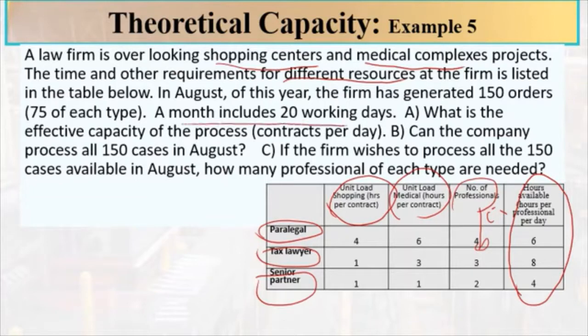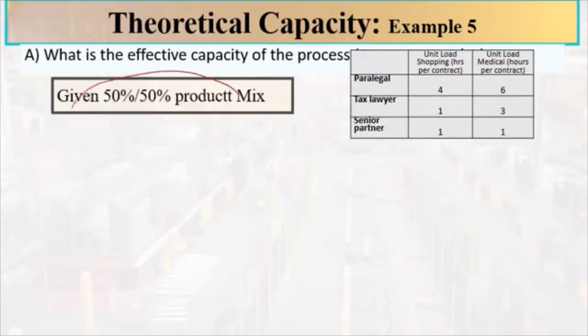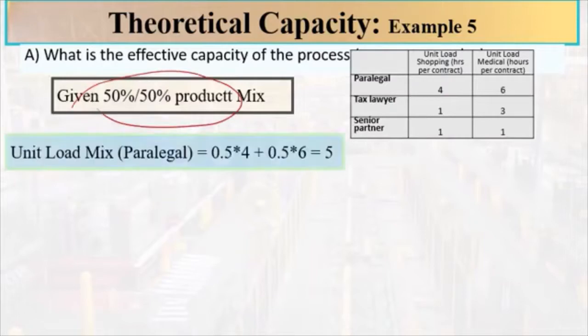A month includes 20 working days, and the firm has generated 150 orders, 75 of each, so we have a 50% ratio of each. So we have 50% shopping and 50% medical. So the product mix is 50%.